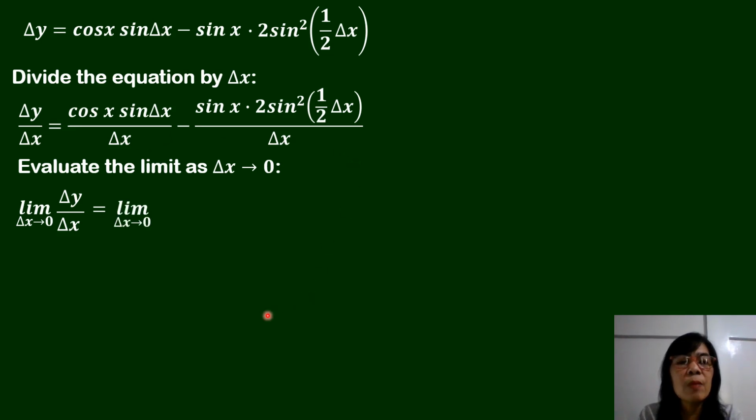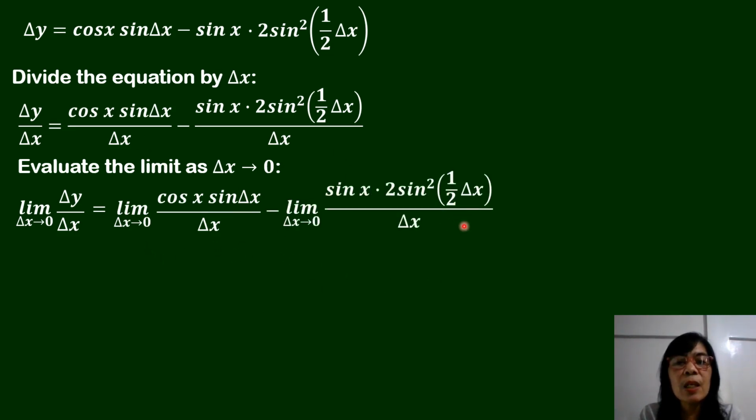So we have the limit of cosine x sine delta x over delta x as delta x approaches 0, minus the limit of sine x times 2 sine squared 1 half delta x over delta x as delta x approaches 0. Applying again some theorems on limits, where we have here products, we can evaluate the limit of the factors.